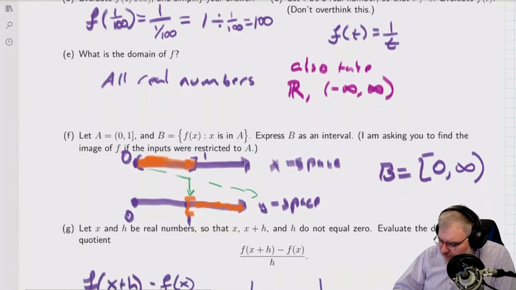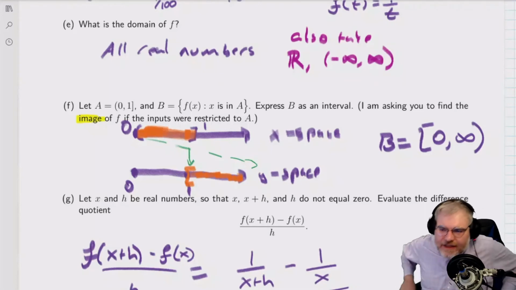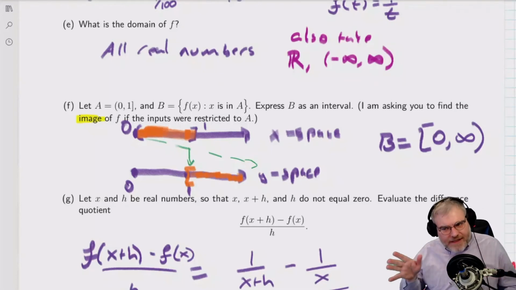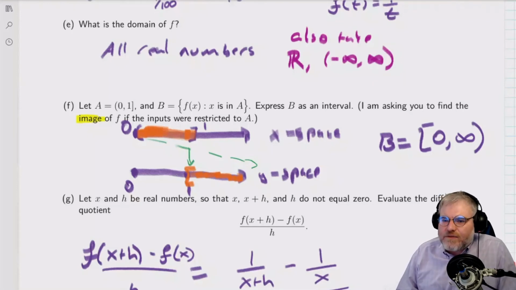Part F is probably the one that was confusing. What I wanted you to do was Google this word: image. Okay? And that was kind of the idea. So the idea of this first question, and remember, you can retake this quiz for full points. So I feel justified pulling this trick on you at the beginning because I'm going to let you retake it for full points.